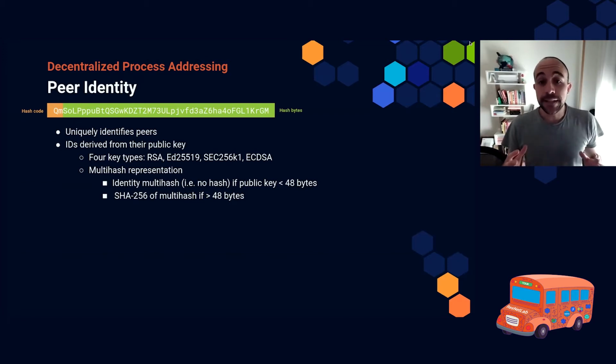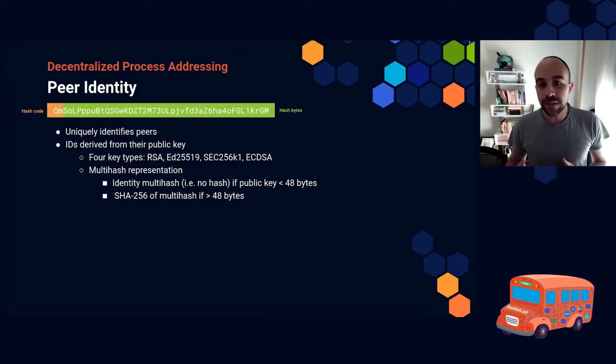Because as I've said, in P2P every node is uniquely identified. And the way in which we identify them is through an ID that is derived from their public key. So every node is identified with an asymmetric key pair, and their ID is derived from their public key. We currently support several types of keys in P2P, and the way in which we infer the ID from the key is the following.